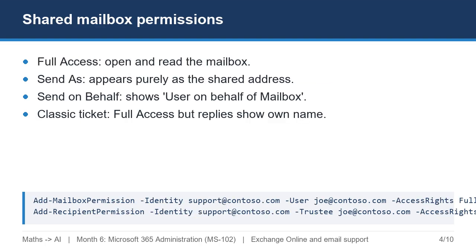3 permissions cover nearly every shared mailbox request. Full access lets someone open and read the mailbox. Send as makes their messages look like they came purely from the shared address. And send on behalf shows the recipient that the user sent on behalf of the mailbox.